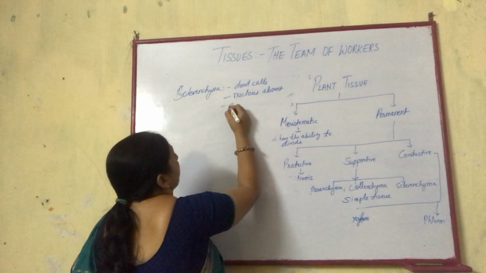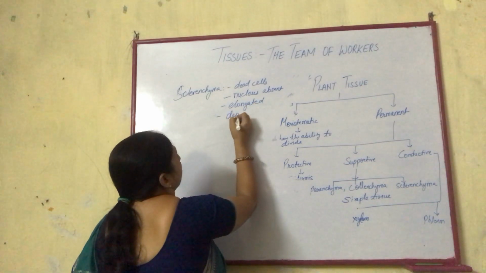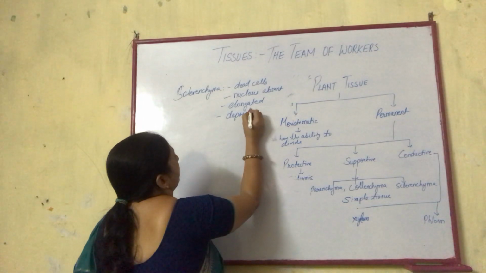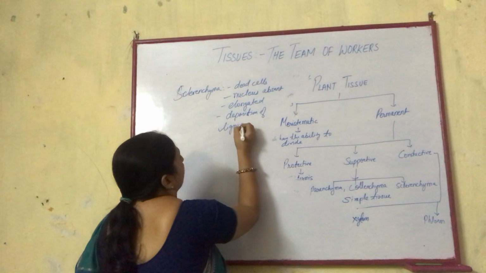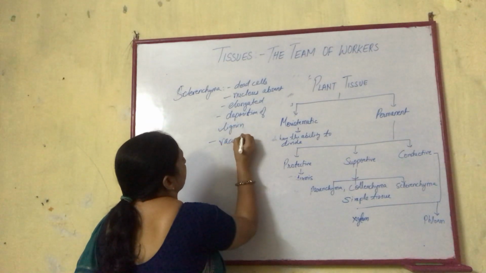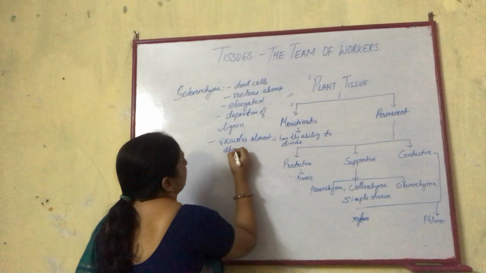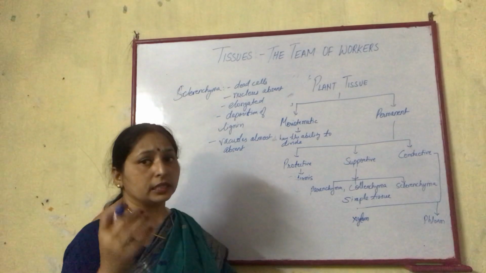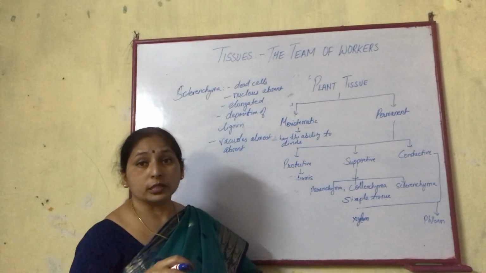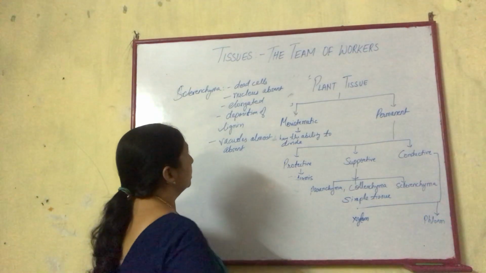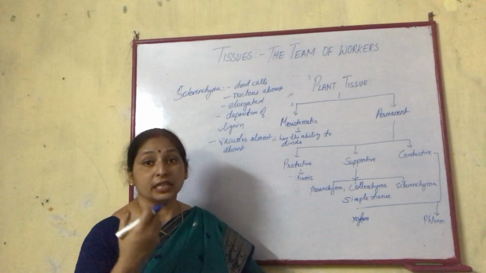Nucleus absent, these cells are elongated, with deposition of lignin. Vacuoles are almost absent, because there is no space; the lignin deposition fills the whole space. So when they are dead cells, they are stiff, rigid cells.